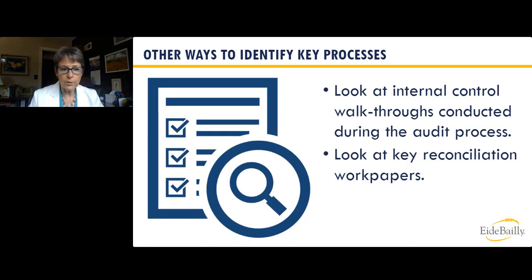There are a couple of other great ways to identify key processes if you don't want to take this task list approach. Look at your internal control walkthroughs that you go through with your auditor during the audit process. Those are key processes. I mean, that's why the auditors want to see how they operate. So look at what you might want to document within those processes. And then look at key reconciliation work papers you're doing monthly, quarterly, or annually, because those will often have multiple steps involved in them and require multiple reports be run. Those are good things to document as well.